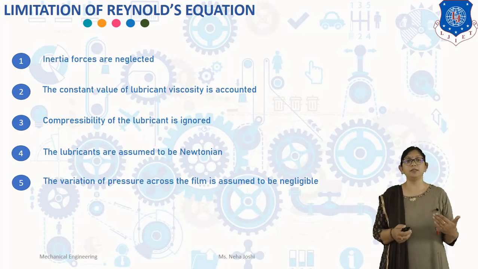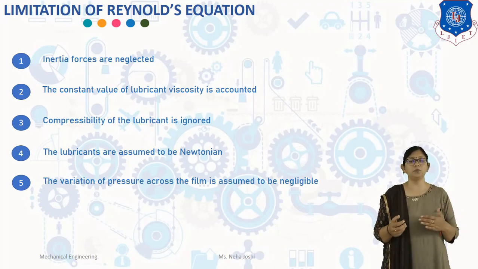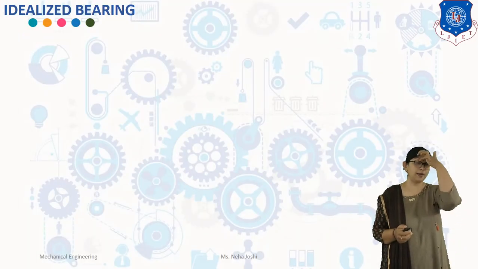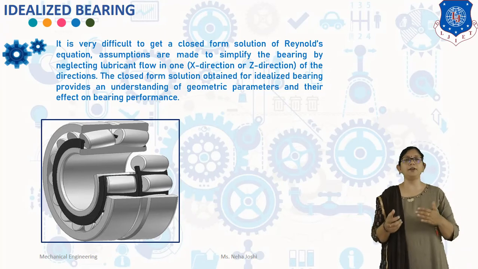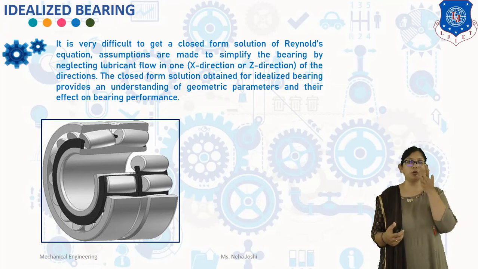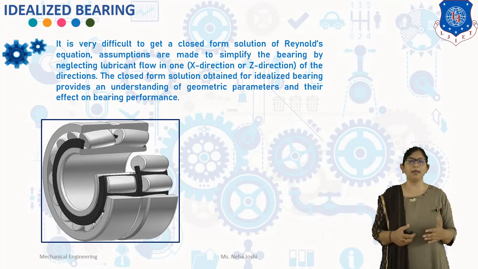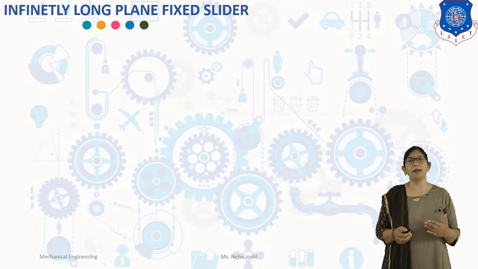The next limitation is the lubricants are assumed to be Newtonian and the variation of pressure across the film is assumed to be negligible. Now we will discuss the idealized bearing. What is an idealized bearing? It is very difficult to get a closed form solution of the Reynolds equation. Assumptions are made to simplify the bearing by neglecting lubricant flow in either the x or z direction. The closed form solution obtained for the idealized bearing provides an understanding of geometric parameters and their effect on the bearing performance. Now we will discuss the infinitely long plane fixed slider.